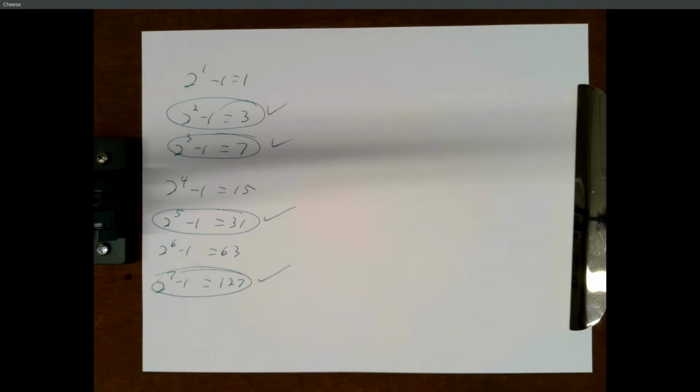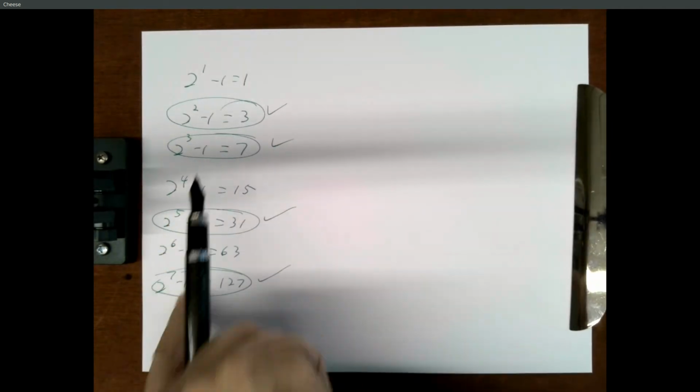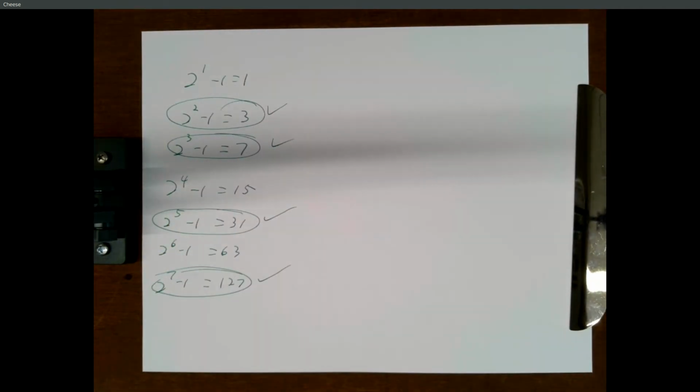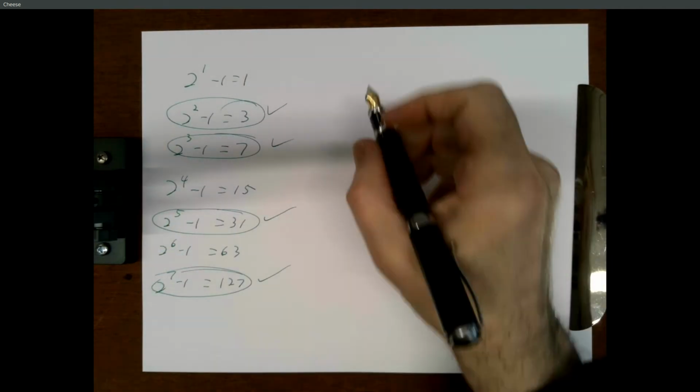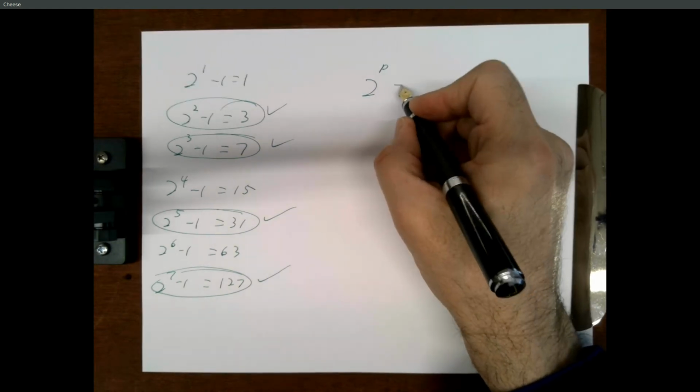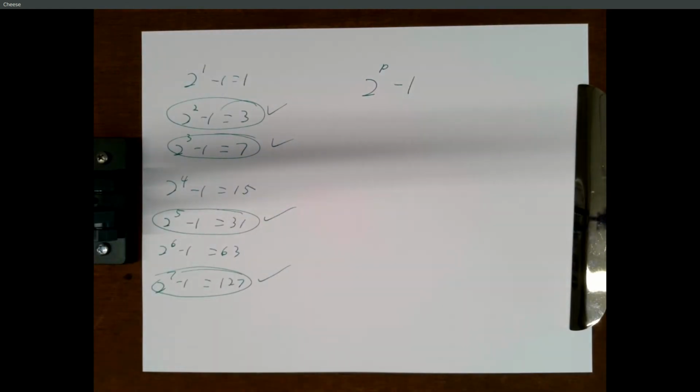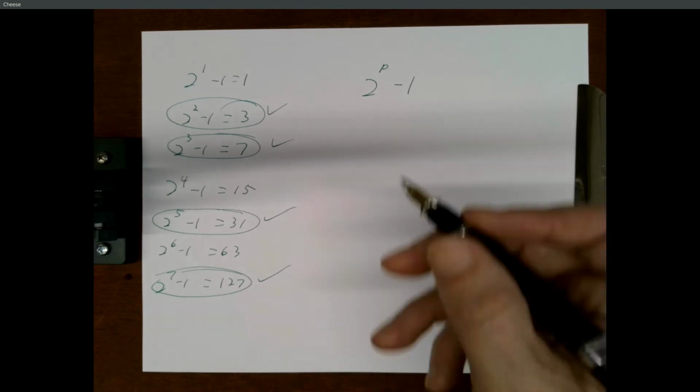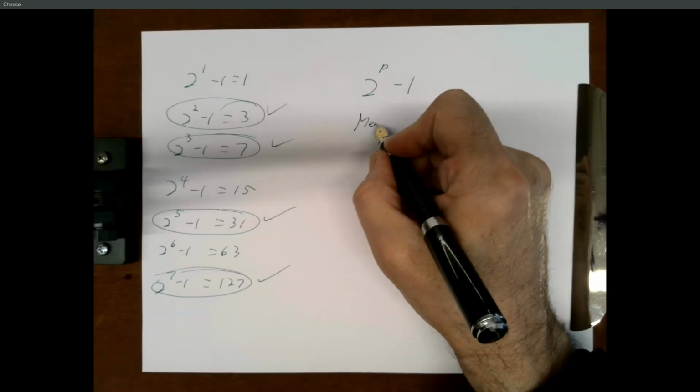What's significant about the exponents 2, 3, 5, and 7? They're prime. So 2 raised to a prime minus 1 looks like it's often prime. It's not always prime, though. But a lot of times it is. So this is a special type of prime. It's called a Mersenne prime.